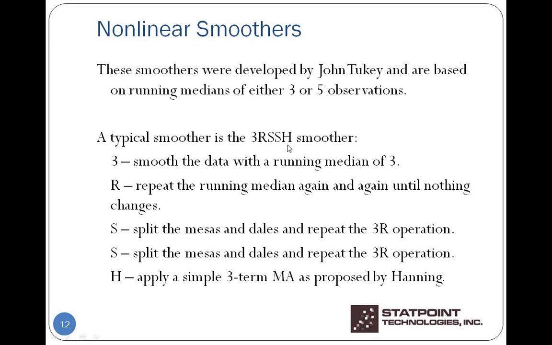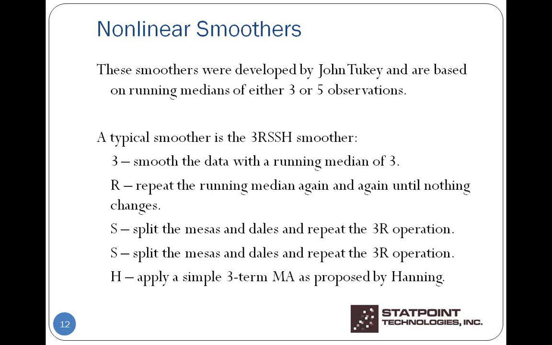3RSSH smoother. The 3 means we'll start by smoothing the data with a running median of 3. So we'll basically take the first 3 observations, find the median. Observations 2, 3, 4, find their median, and so forth, and smooth out the data with a running median. The R means repeat that running median again and again until nothing changes. So basically, you smooth the data with a running median of 3, then you smooth the smooth values with a running median of 3, and you do it over and over and over again until there's no change.